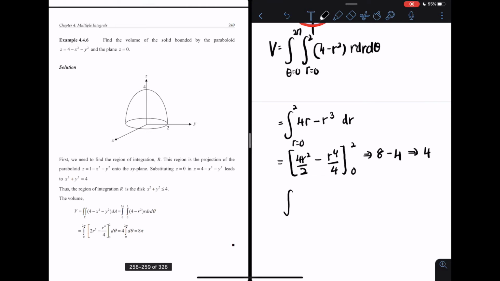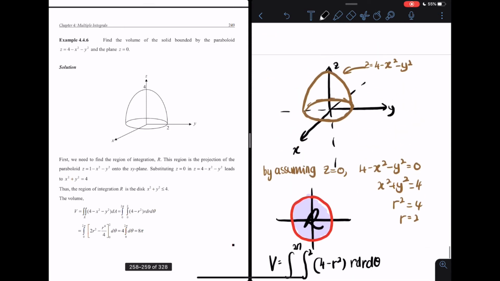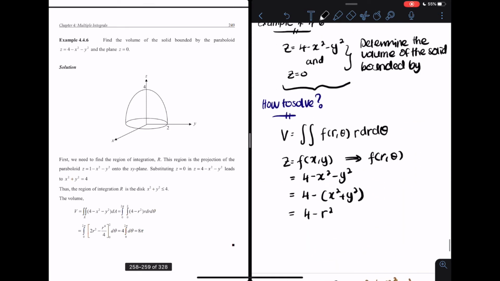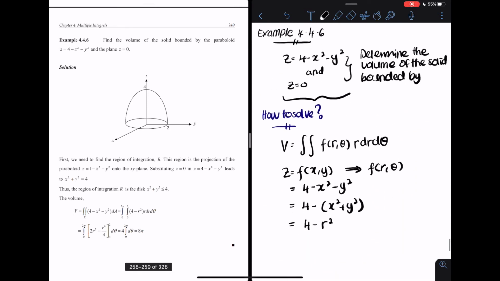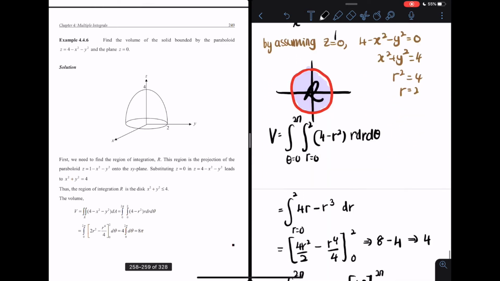Then I will integrate 4 with respect to theta, where theta is equal to 0 until 2 pi. I will get 4 theta, and then I'm going to evaluate it from theta is equal to 0 until 2 pi, and my final answer will be 8 pi. So this is the solution for example 4.4.6.